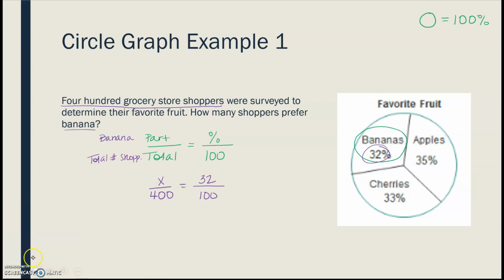Okay. I like to see if I can get from one side to the other. So how do I get from 100 to 400? Well, that's just times 4. So I'm going to do 32 times 4 to get my answer here. 32 times 4: 2 times 4 is 8, 3 times 4 is 12. So 128 shoppers prefer bananas.